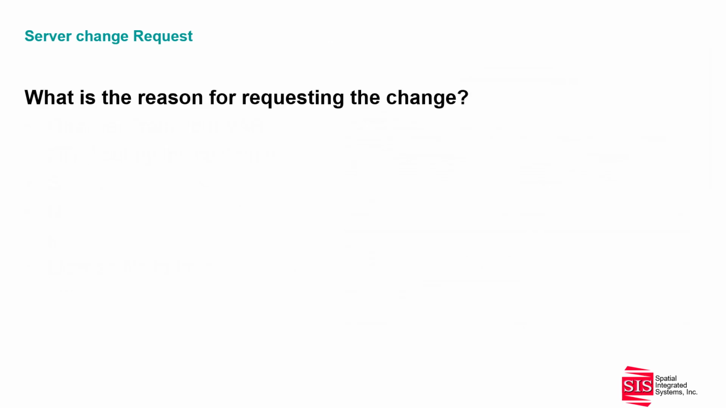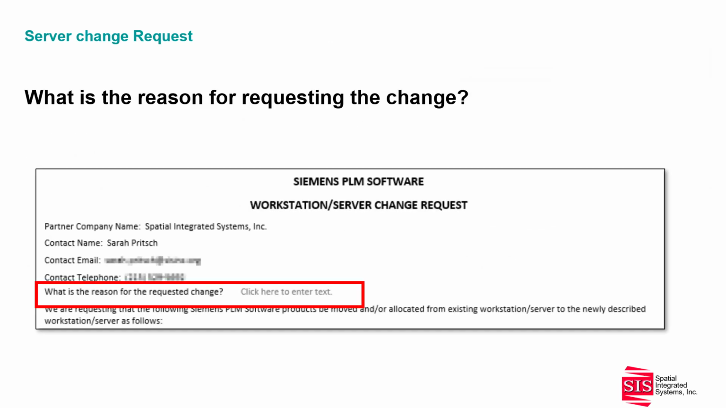What's the reason for the change? In the header of the form, you are prompted for the reason you are requesting the change. This can be for any of the examples given before or any other circumstances that may have arisen requiring a new license file.